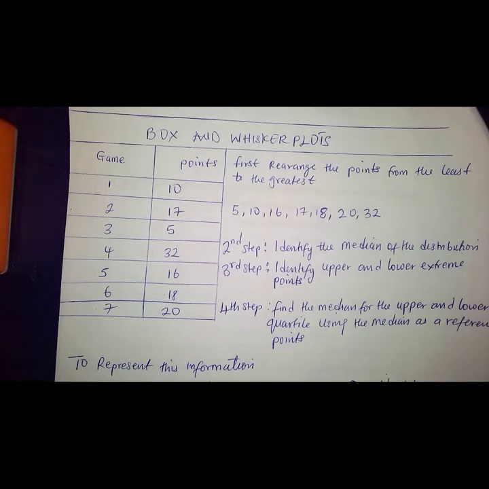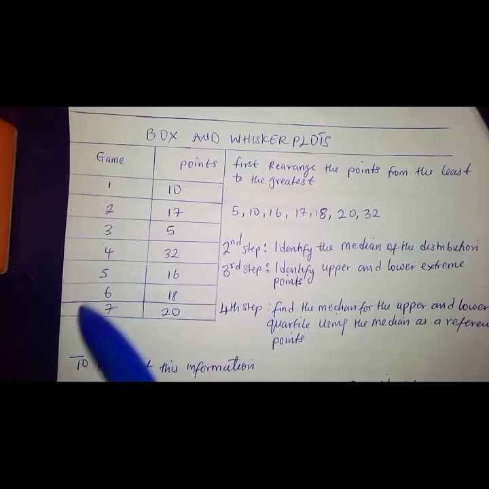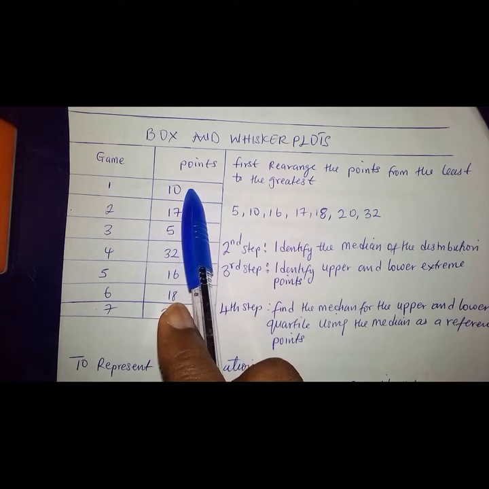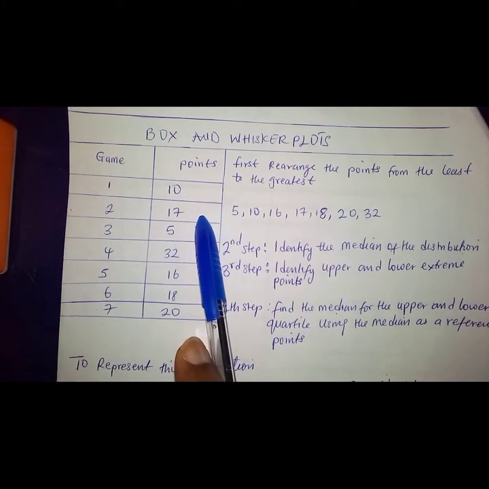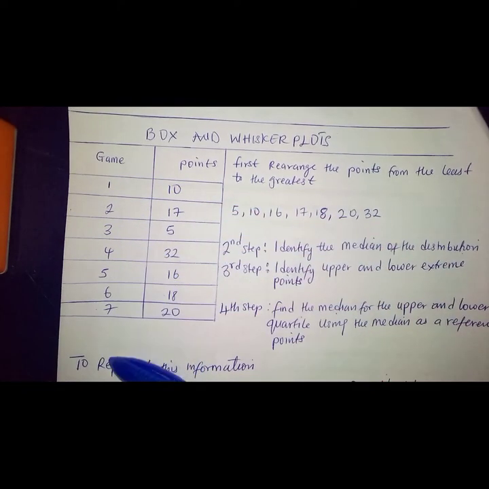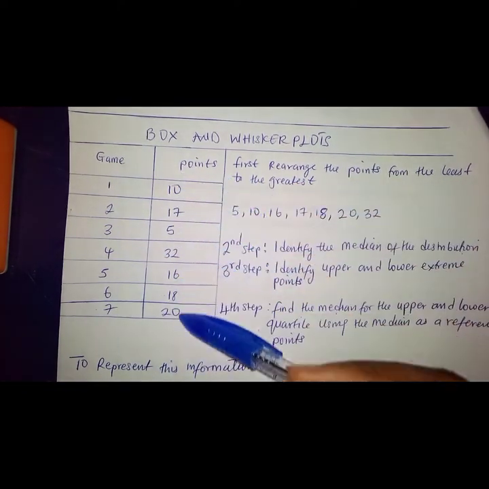So looking at the points here, these are the scores of player Kunle. He played a game 7 times. At the first game, he got 10 points. At the second game, he got 17 points. The third game, he got 5 points. So for all the 7 games he played, these are the scores he got.